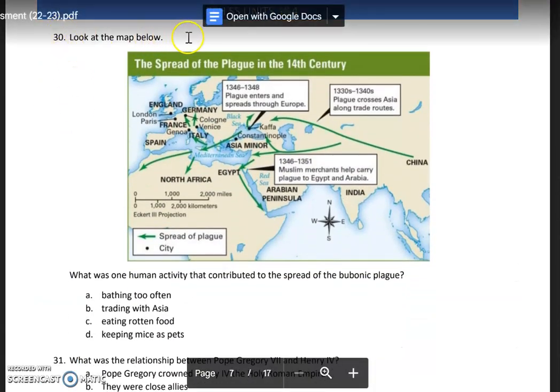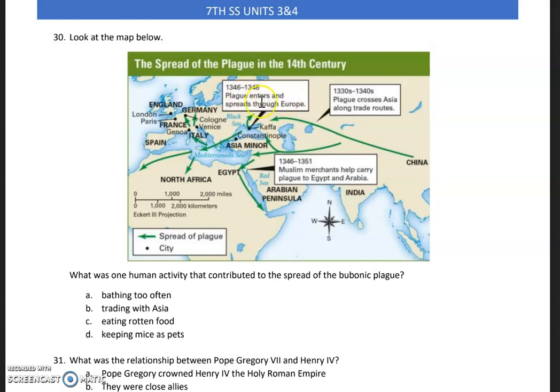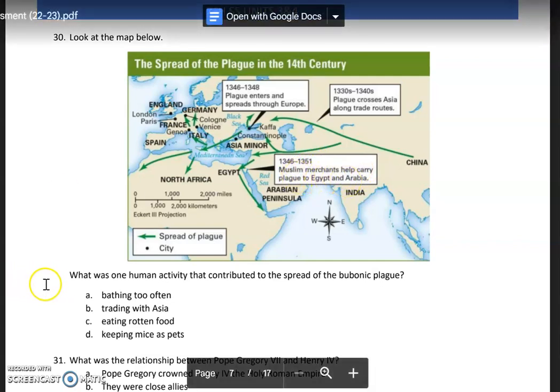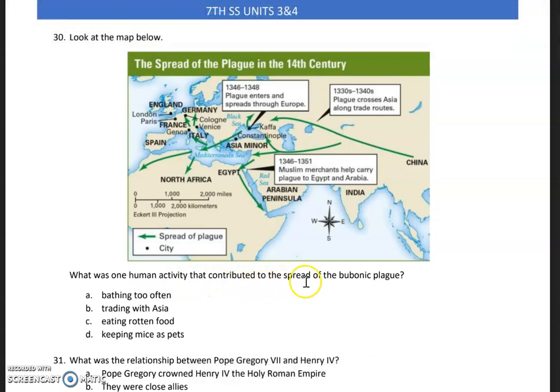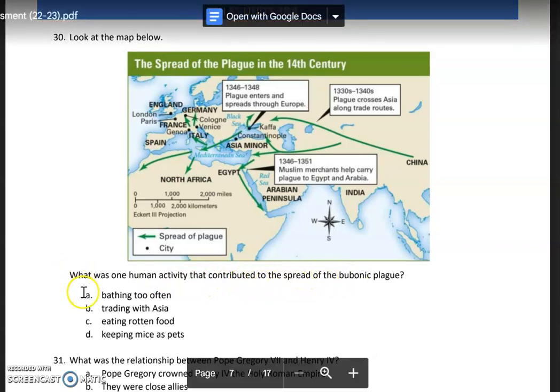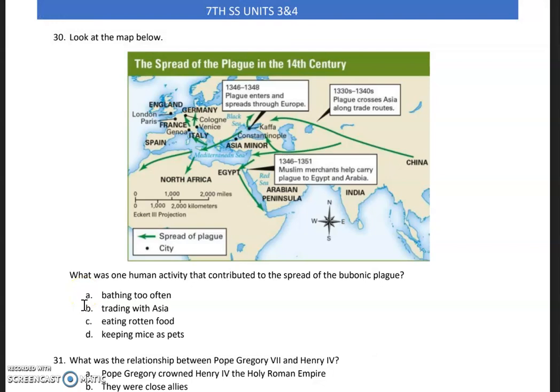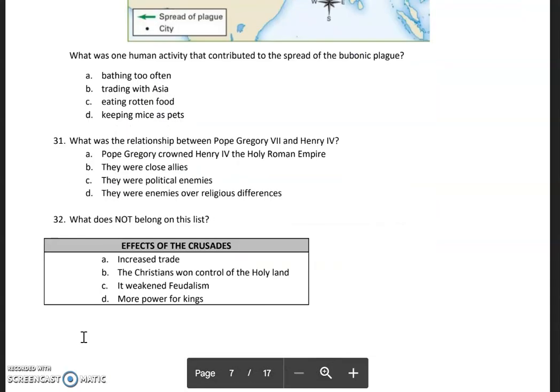Number 30. Look at the map below. The spread of the plague in the 14th century. 1346 to 1348. Plague enters and spreads throughout Europe. 1330s to 1340s. Plague crosses Asia along trade routes. 1346 to 1351. Muslim merchants helped carry plague to Egypt and Arabia. What was one human activity that contributed to the spread of the bubonic plague? A. Bathing too often. B. Trading with Asia. C. Eating rotten food. D. Keeping mice as pets.